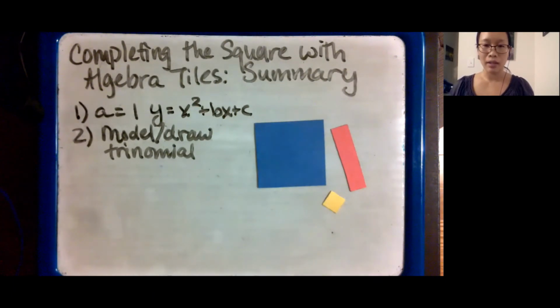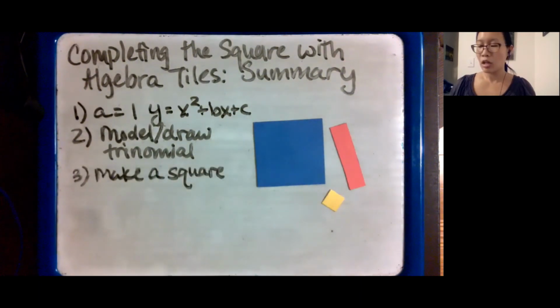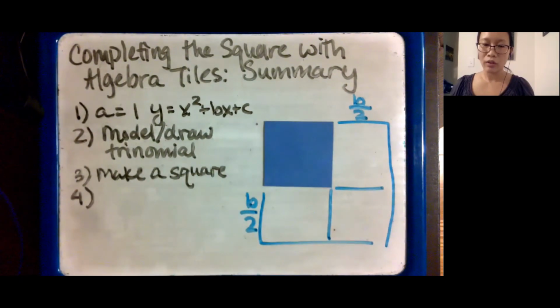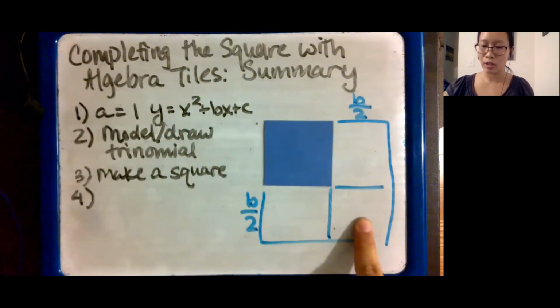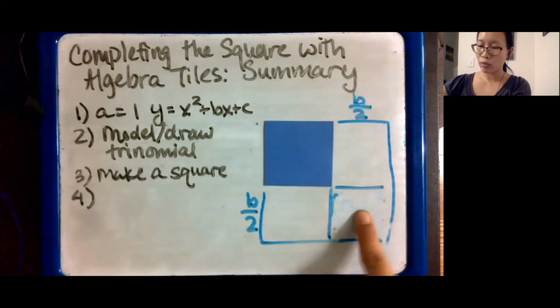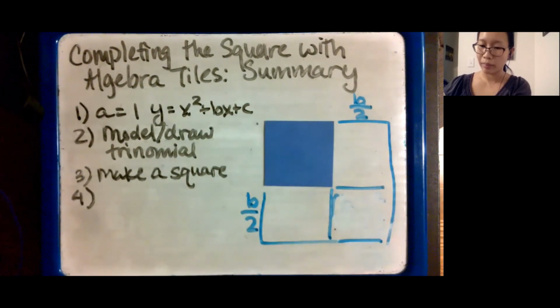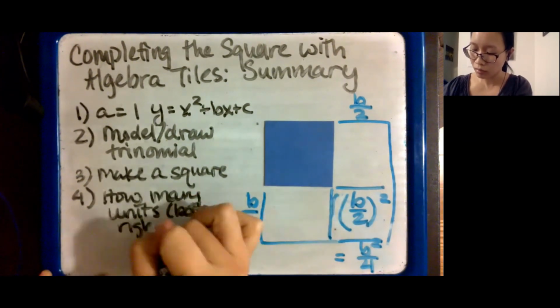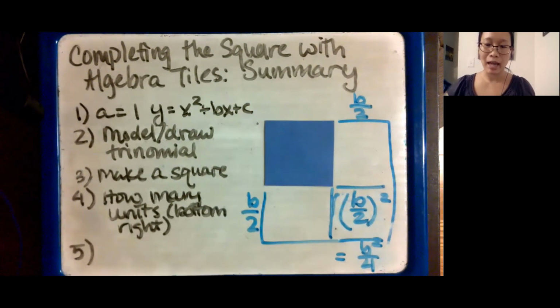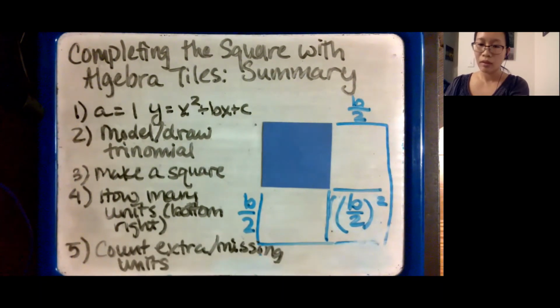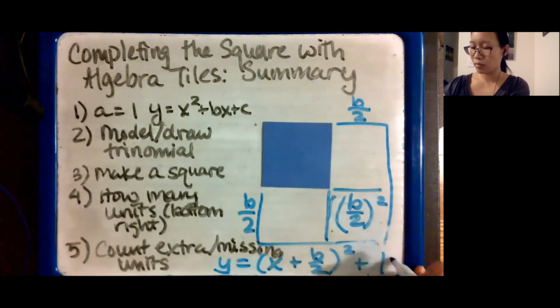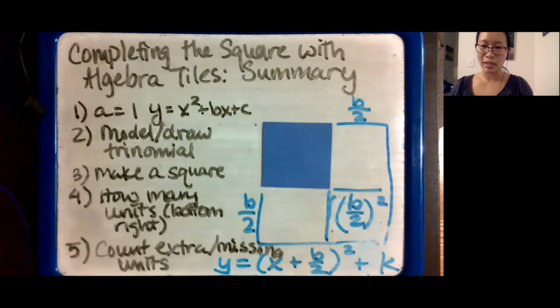Your third step is to make a square with your tiles. To do that, you will have to split these in half. Your fourth step is to figure out how many units you're supposed to have. So this square would be b over 2 times b over 2, or b squared over 4. Your fifth step is to count how many extra or how many missing tiles you have in this corner. From there, your vertex form will look something like y is equal to (x plus b over 2) squared plus some k, which are your missing or your extra tiles.